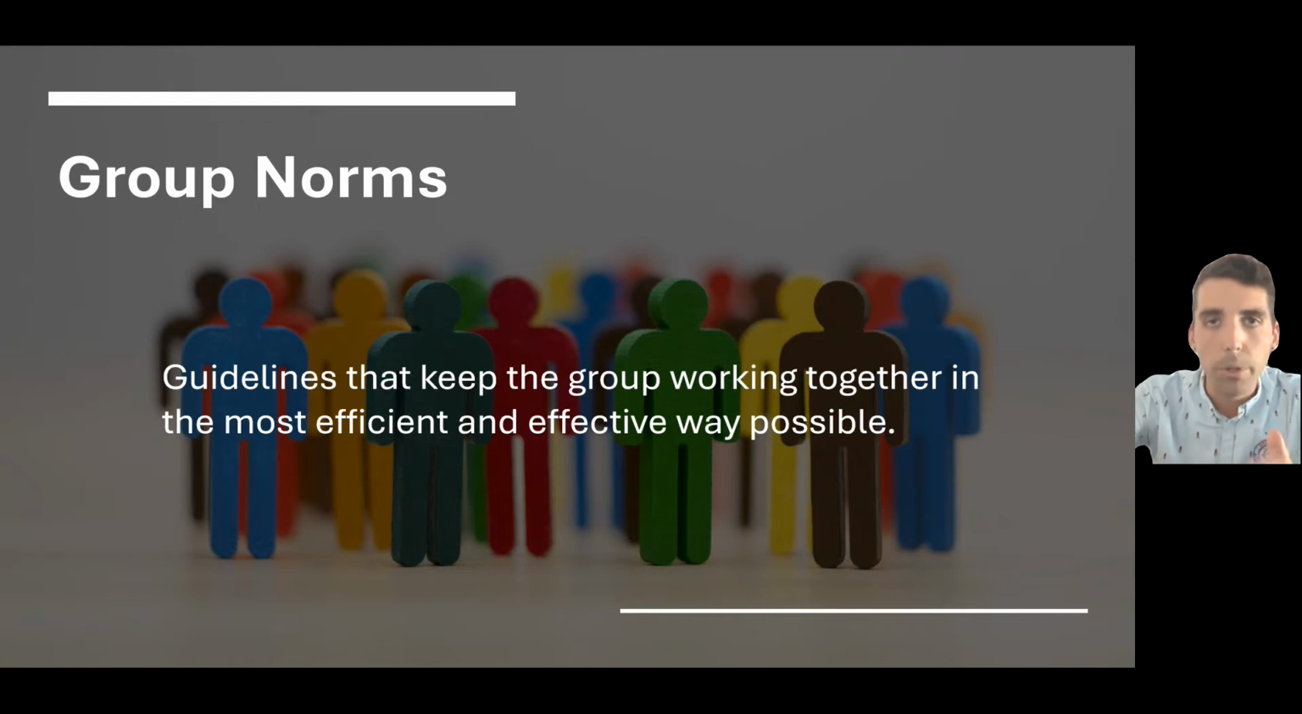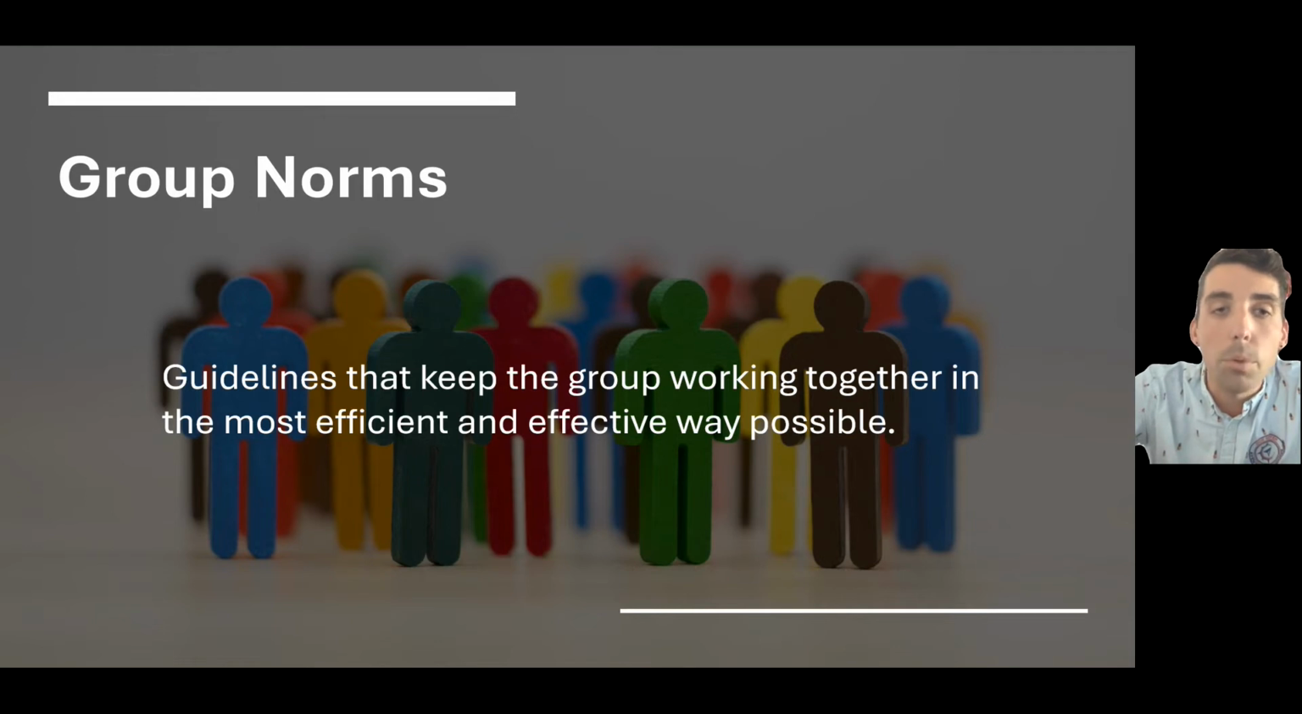So a definition for you. I know I'm not supposed to read the slide, but I'm going to. Group norms are guidelines that keep the group working together in the most efficient and effective way possible. I have to move my head because I'm in front of it, even though it's not recording in front of it for you all. So that is our goal for group norms.